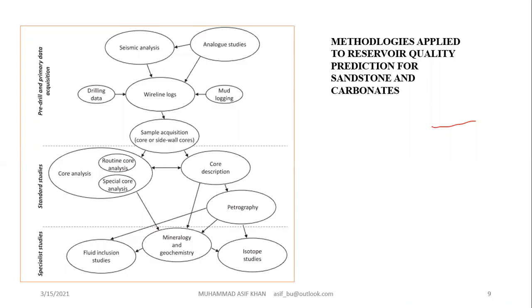Pre-drill and primary data acquisition means the available data of surrounding fields, surrounding wells before commencement of drilling. You can use the wireline logs of the nearby wells, mud logging, drilling data of the nearby wells, nearby fields, seismic analysis, or if you have the seismic survey done in the block. Analog studies means, from a different area, if you have some particular similarities between your area and an area that is far away from your study, then you can use that area as an analog for your studies as well.